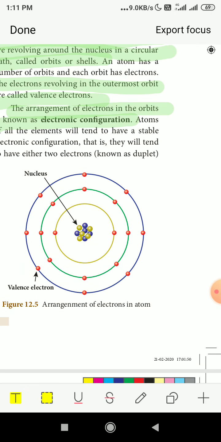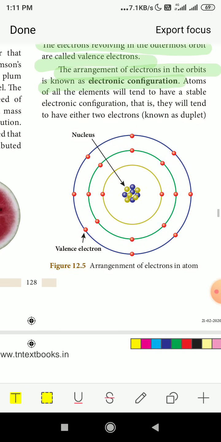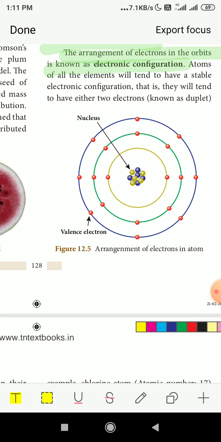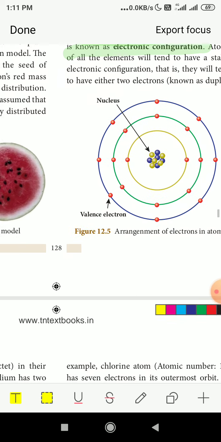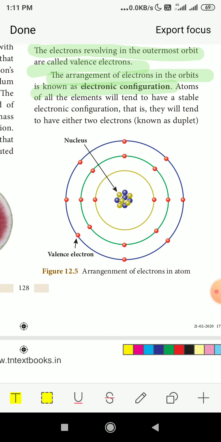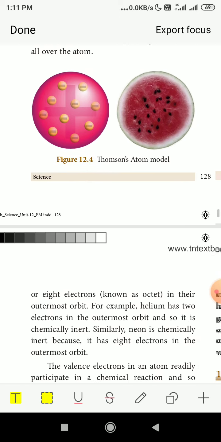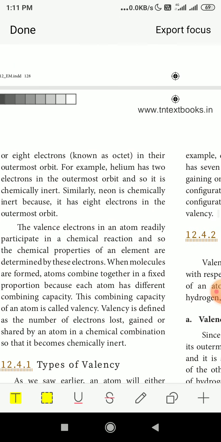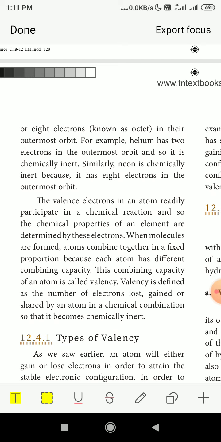They tend to have either 2 electrons, known as a duplet, or 8 electrons in the outermost orbit, known as an octet. If I take a hydrogen atom, there is a stable electronic configuration for that hydrogen. However many hydrogen atoms you take, all will have the same electronic configuration.